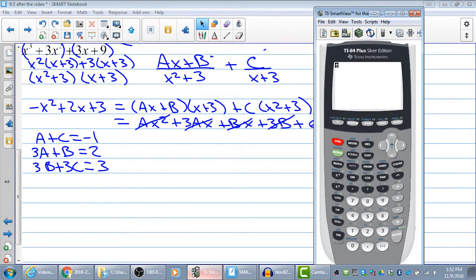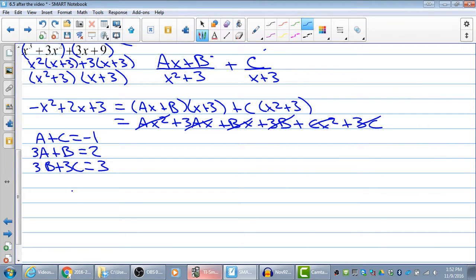We go into matrix, math over there. RREF, matrix A. 0, 2, negative 1. So the A is 0. I have 2 and negative 1. So it's 2 over x squared plus 3 minus 1 over x plus 3. Any questions? Very good.